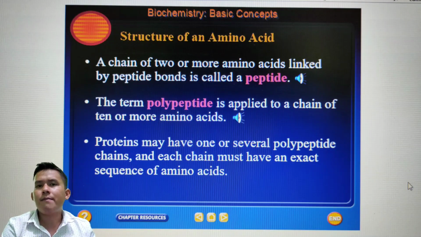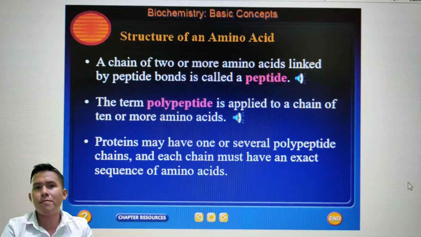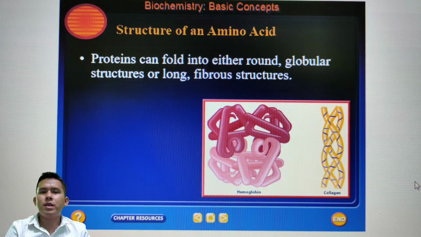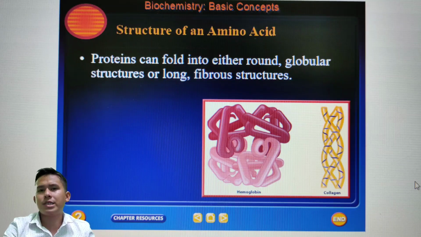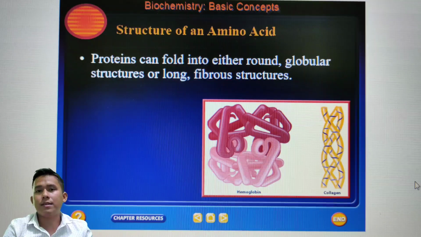Proteins may have one or several polypeptide chains, and each chain must have an exact sequence of amino acids. Proteins can fall into either round globular structures or long, fibrous structures. We have two different simple kinds of protein: the globular protein and the fibrous protein.